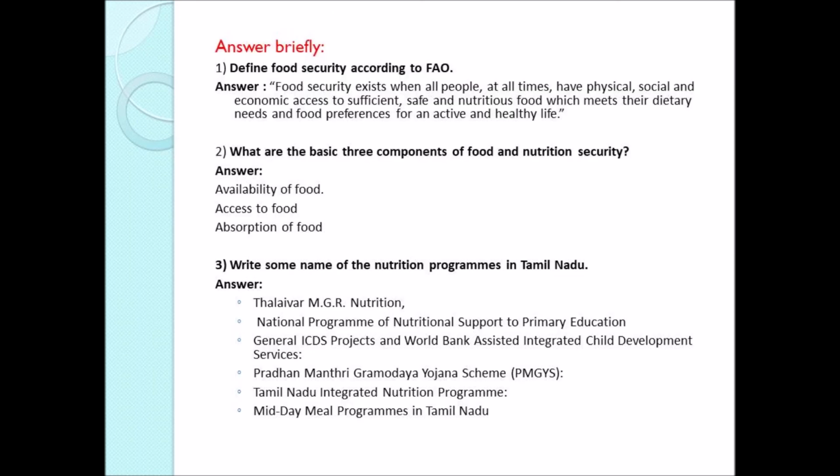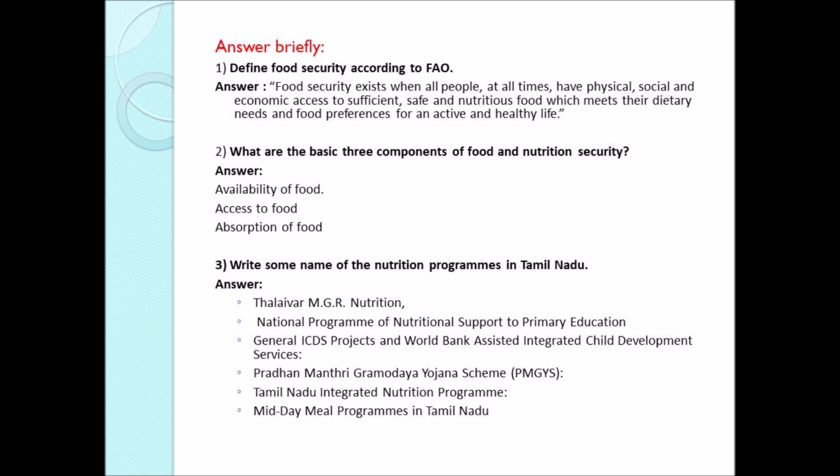Answer the following questions briefly. First question, define food security according to FAO. So what is meant by food security? Food security exists when all people at all time have physical, social and economic access to sufficient, safe and nutritious food which meets their dietary needs and food preferences for an active and healthy life. So this is the definition for food security according to FAO.